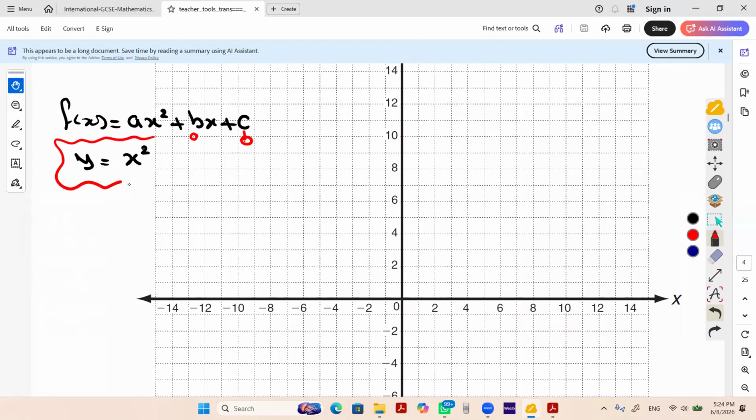X squared. And this is called the parent function or the main quadratic function, which is represented graphically by a parabola whose vertex is the origin point, like this. Okay? Now if it is y equals negative x squared, in this case it makes a reflection on the x-axis, and it will be downward. Its face will be down like this.